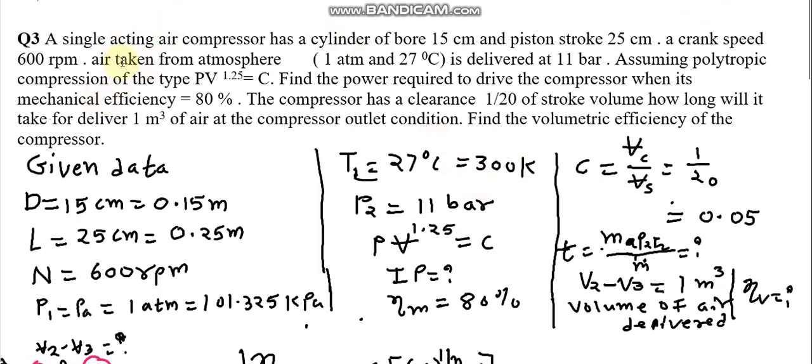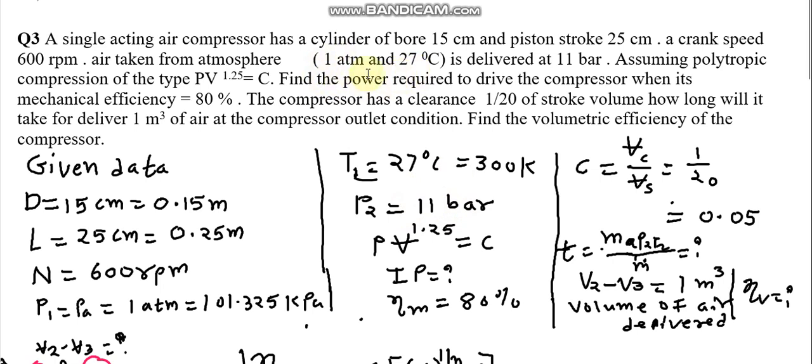Now third numerical: a single acting air compressor has a cylinder diameter of 15 centimeter, D is 0.15 meter, stroke L is 25 centimeter, and crank speed N is 600 rpm. Air is taken from the atmosphere, that is 1 atmosphere, so P1 equal to PA, 101.325 kilopascal, and temperature T1 is 27 degrees centigrade, 300 Kelvin, and is delivered at 11 bar, the delivery pressure.